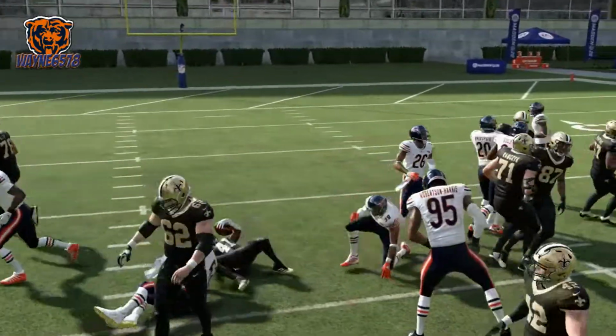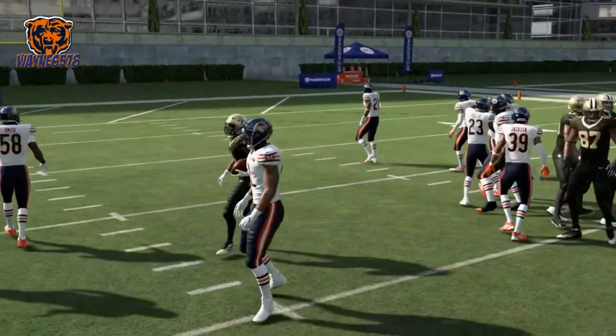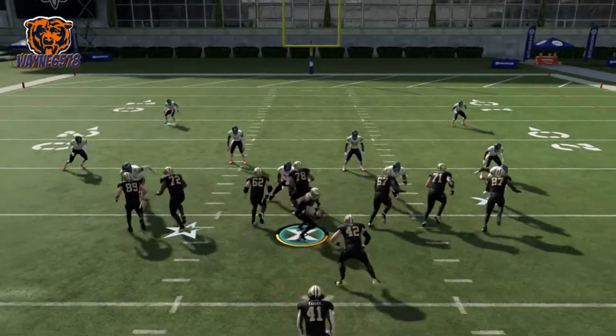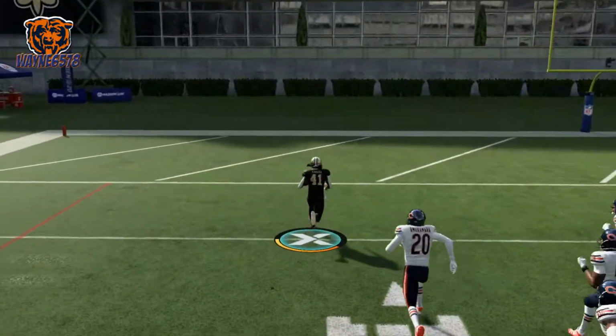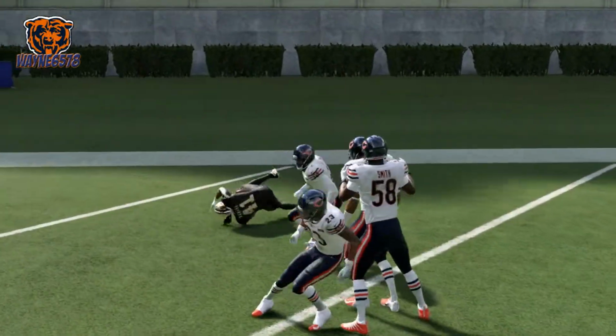Again, follow the fullback. Follow the fullback, guys. Fullback will tell you what to do. Let's look at the Halfback Stretch, guys.